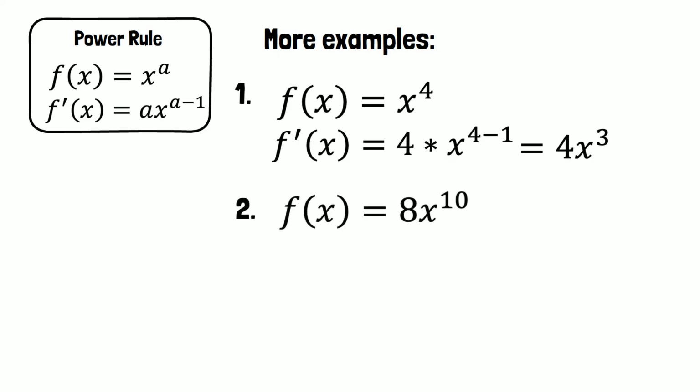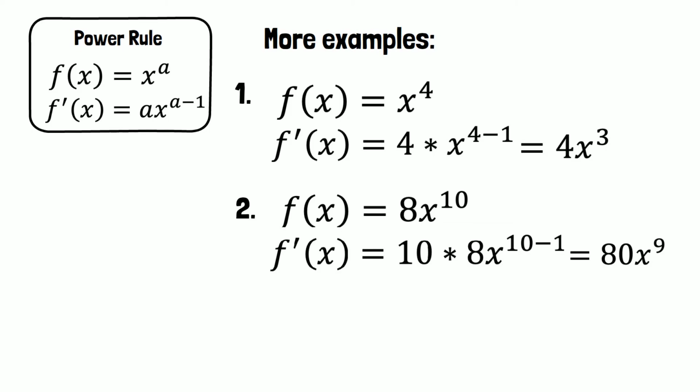The next example is 8x raised to the power of 10. Applying the power rule gives us f'(x) equals 10 times 8x raised to the power of 10 minus 1, which equals 80x raised to the power of 9. So 8x is multiplied by the power of 10 of the original function, and then the power of 10 is reduced by 1 to 9.